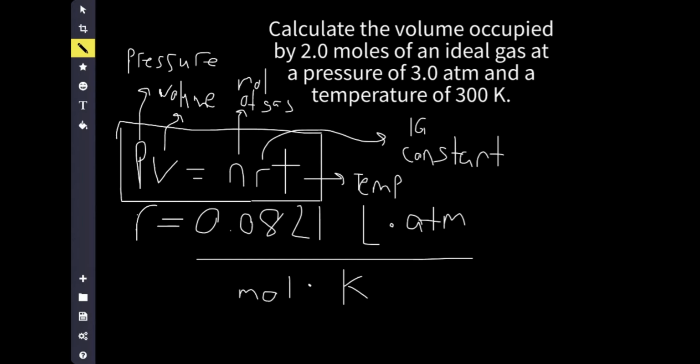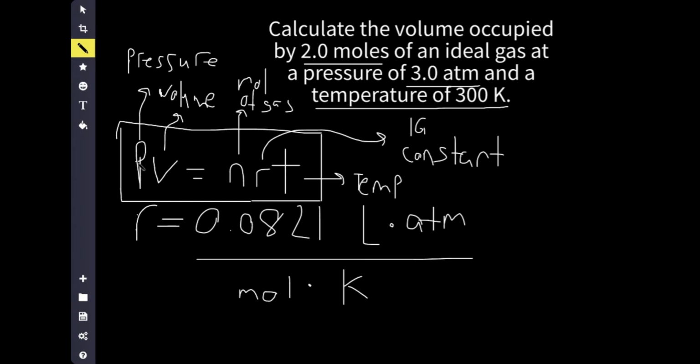Well, let's say that you have 2 moles of an ideal gas and you got a pressure of 3 atms and you had a temperature of 300 degrees Kelvin, and you want to calculate what volume your ideal gas occupies. And this is when you use the ideal gas law. All right, so to solve the problem, you're going to use something called the ideal gas law.